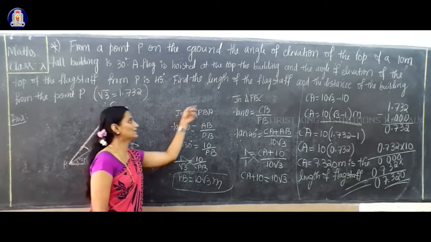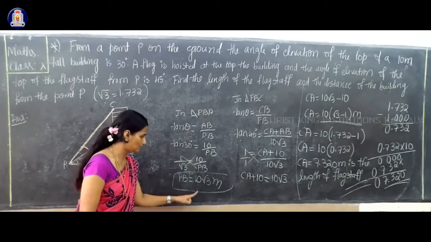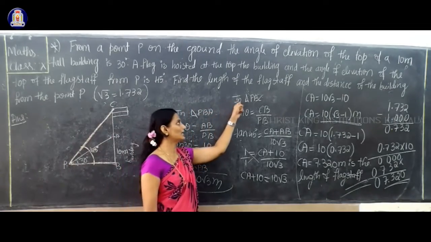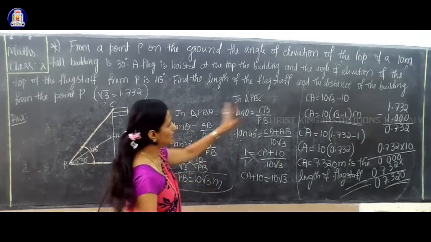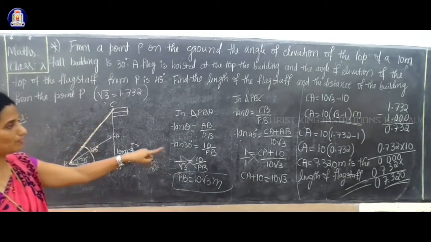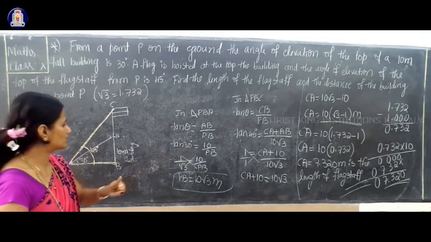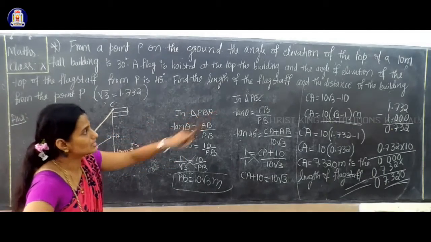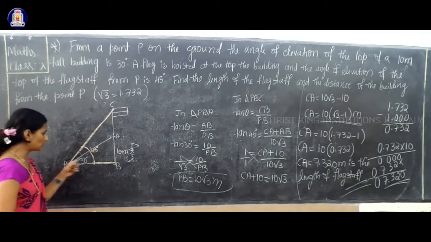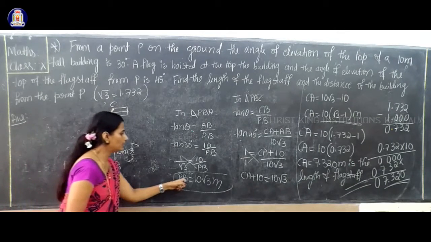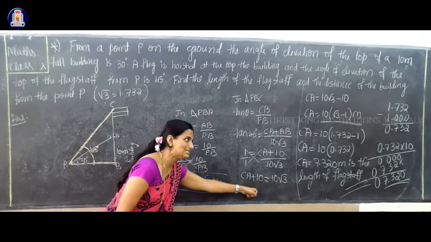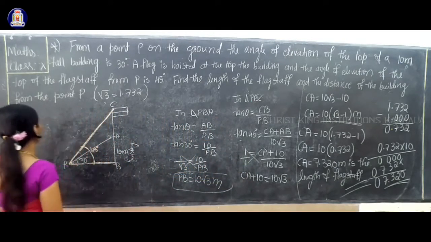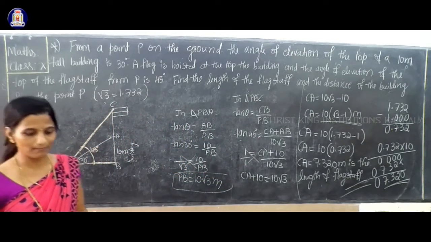Next write in triangle this one. Next simplification. Next write in triangle this one. Next simplification. Combine that and get your answer. So that will be the length of the flagstaff, and one more is the distance between the building and the point. So PB is the distance. So PB is equal to 10 root 3 meter, the distance between the building and the point. Important question.